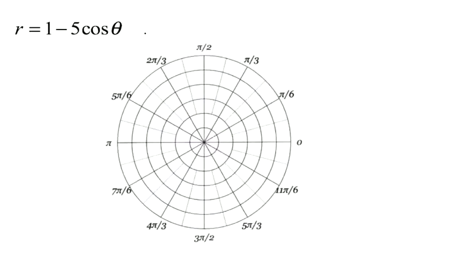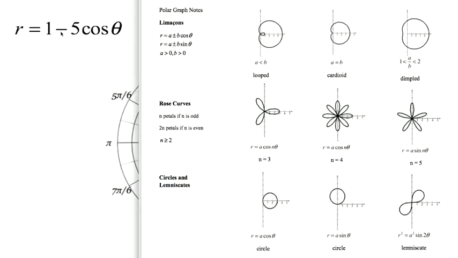Okay, so I need to graph this. And it looks like I need to look at my reference sheet. There's a subtraction sign here, and if you notice, none of these have subtraction signs except for my limaçons. And I need to look at A and B. A looks like it's smaller than B, so it's going to be a loop limaçon.